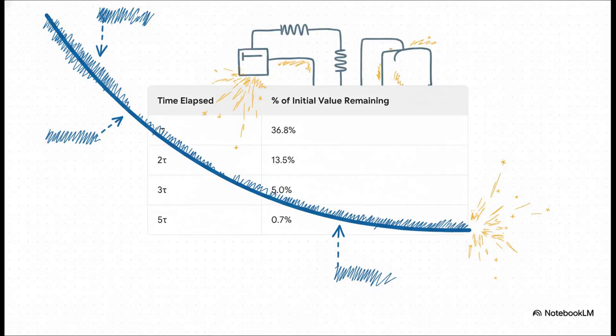Now check this out, because this is pretty interesting. The decay isn't a straight line, not at all. In that very first time constant, that first chunk of time, the circuit loses more than 60% of its voltage.